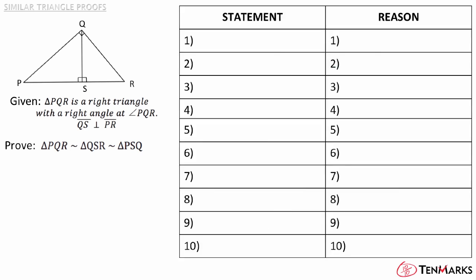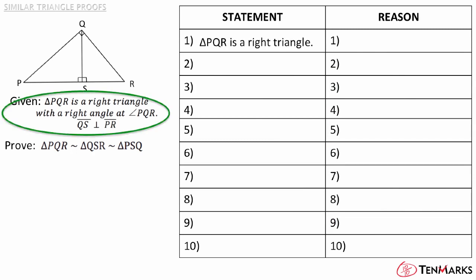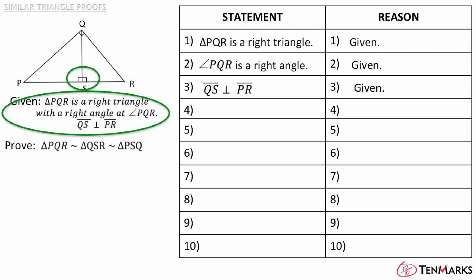Start the proof by listing everything that is given. It is given that triangle PQR is a right triangle. It is also given that angle PQR is a right angle. And from the drawing, it's given that QS is perpendicular to PR. This is denoted by the little boxes in the drawing. So now you have your starting point figured out. What is your end point?